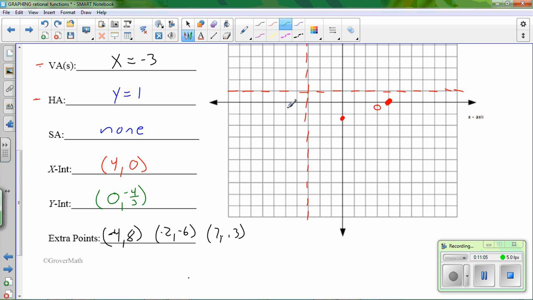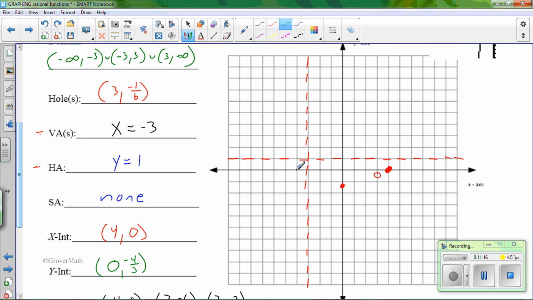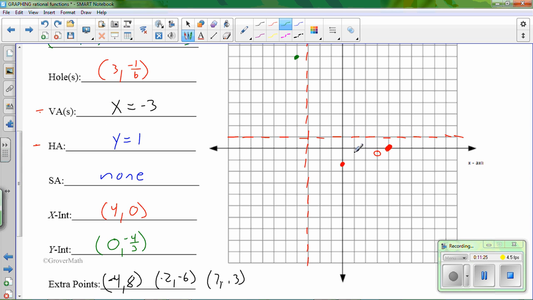Let me use these in a different color. These were my special ones that I plotted here. So (-4, 8). I need to move up. So -4, 4, 5, 6, 7, 8 right here. And then we also had (-2, -6), 3, 4, 5, 6, and then 7.3 is about there.